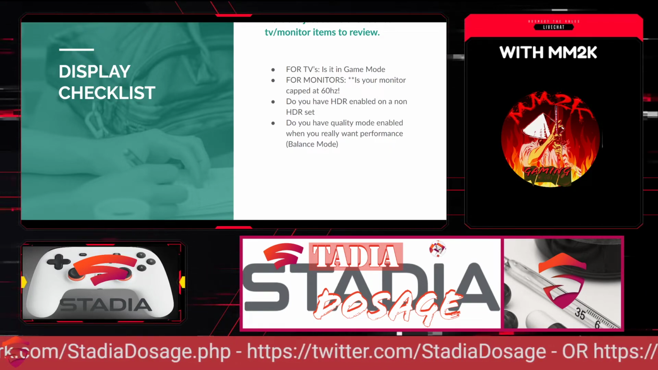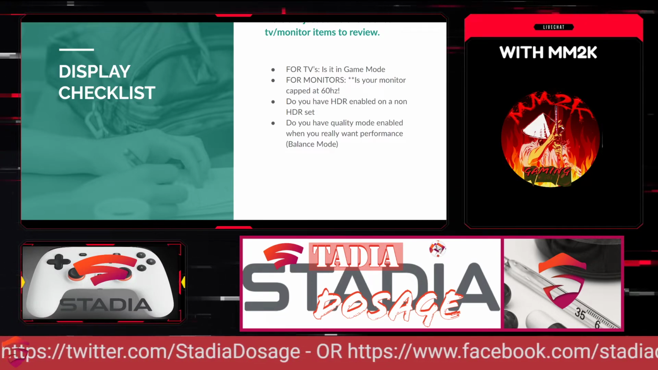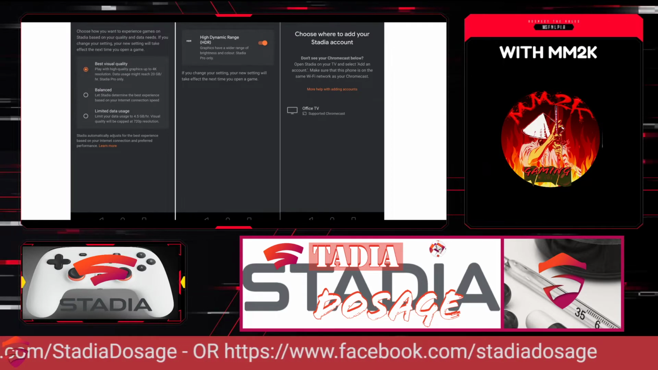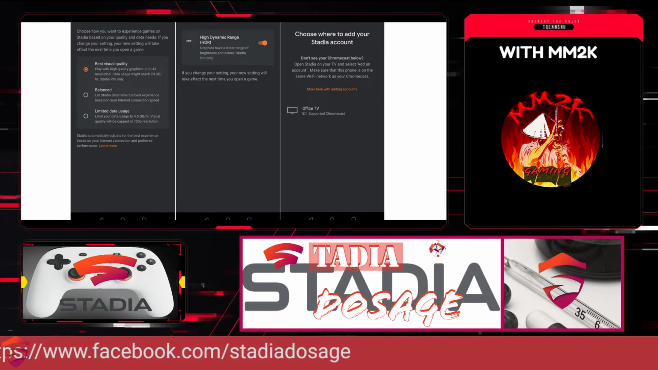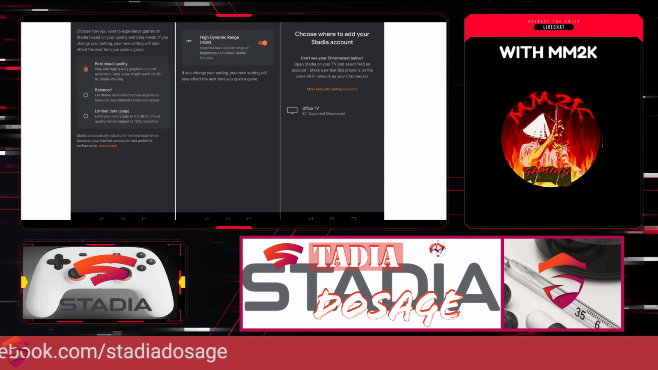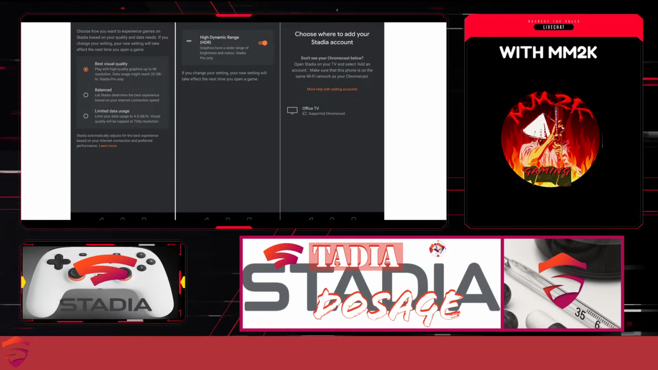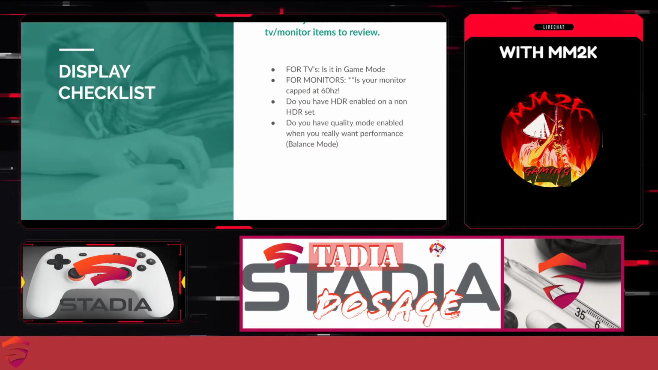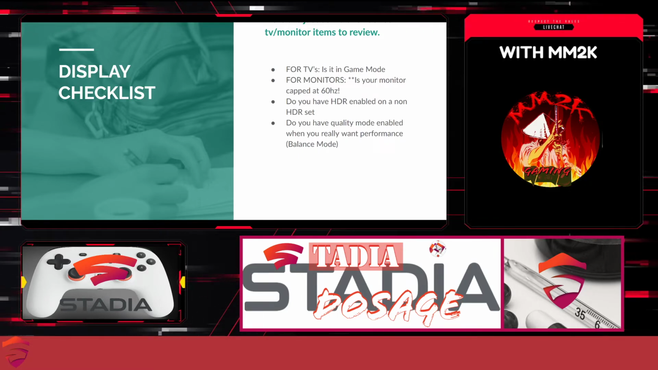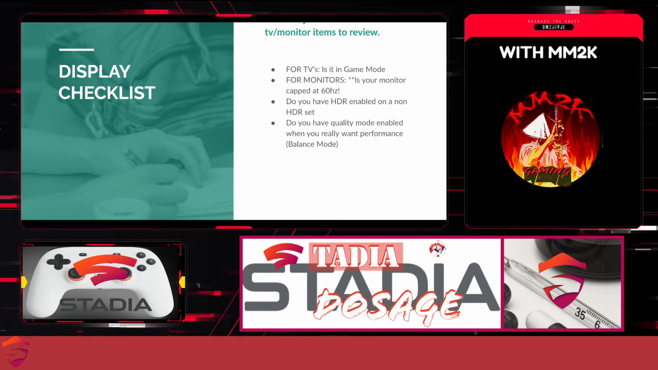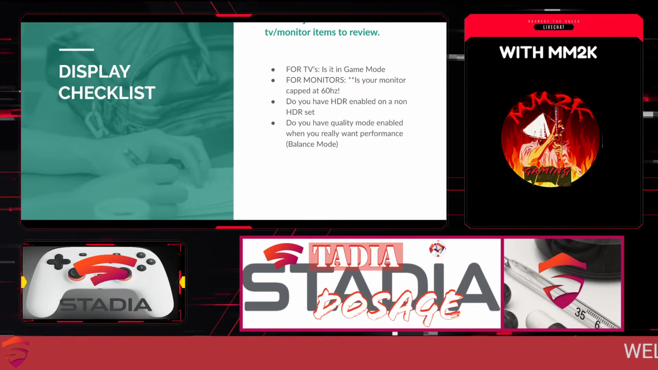Also, do you have HDR enabled on a non-HDR set? Along with your Google Home settings for your CCU, you have all-around Stadia settings. You can select the visual quality, balanced or limited data usage mode. You can select the display mode, which I brought up, the high dynamic range. And you could also select your account. The middle one is what I'm talking about right now. Is your HDR setting turned on? If you're playing on a non-HDR TV, HDR settings are not going to be optimal, so turn that off. I play on monitors, and none of my monitors are HDR enabled, so I make sure that's off.